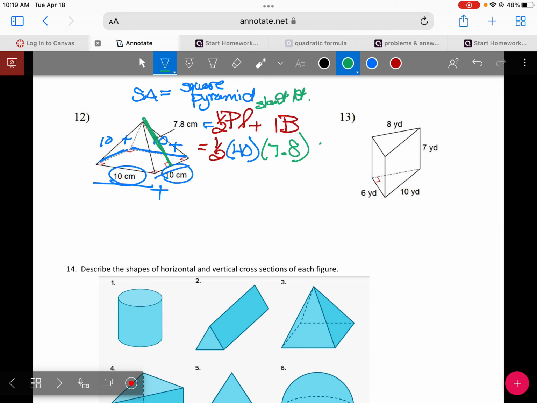Plus, what is the area of my base? It's not 10. That is a square, right? So it is 10 times 10, which is 100. So half of 40 times 7.8 is going to be 156, plus 100 is 256 centimeters squared.